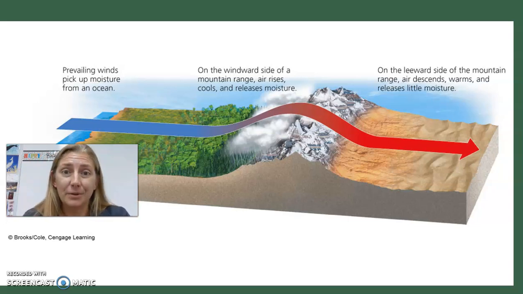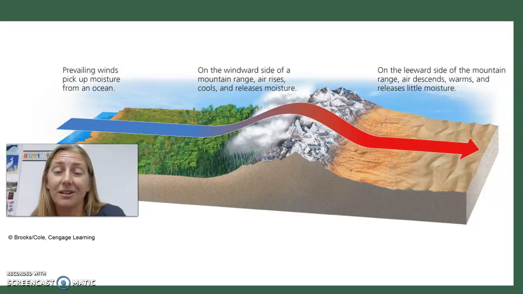So one side of the mountain has a very wet climate, but on the other side of the mountain, which is known as the leeward side, the air is much drier and you get desert-like conditions. And that's what the rain shadow effect is.